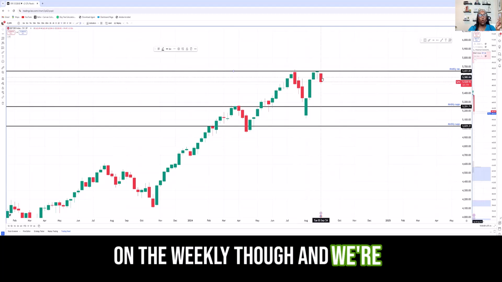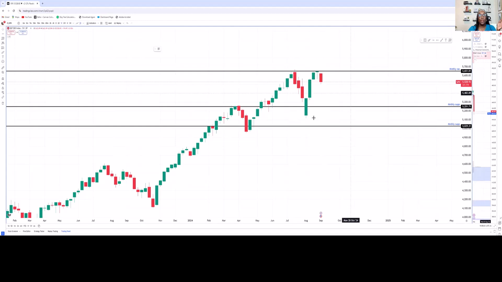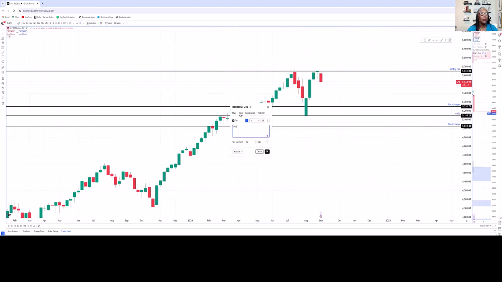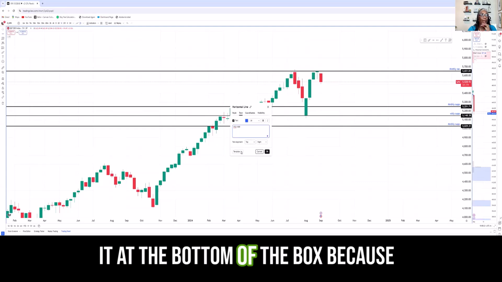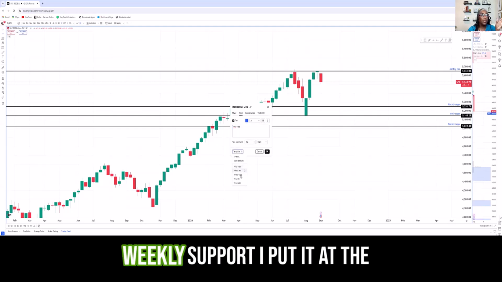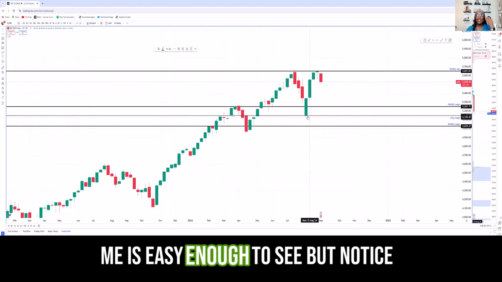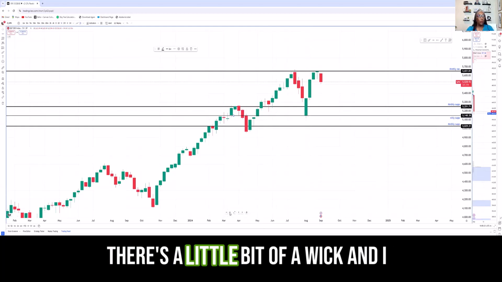If we're on the weekly though, and we're going down to the weekly support, it's going to be below this candle. Now, just know that the zone is not just the bottom of the box. I put it at the bottom of the box because that for me is easy enough to see. But notice how we're at the bottom there, but there's a little bit of a wick.